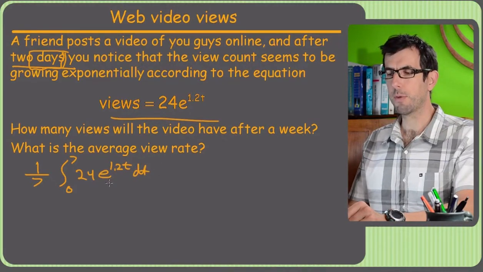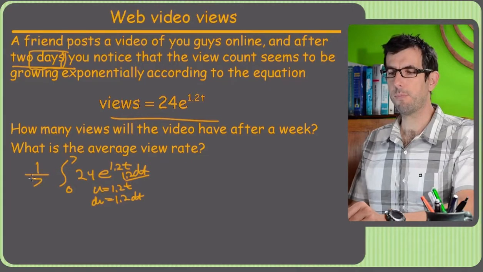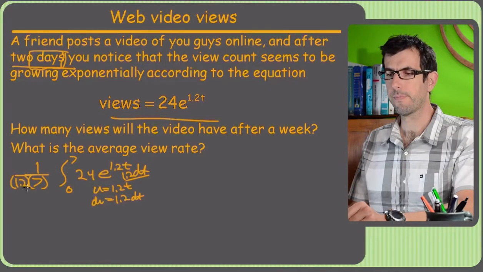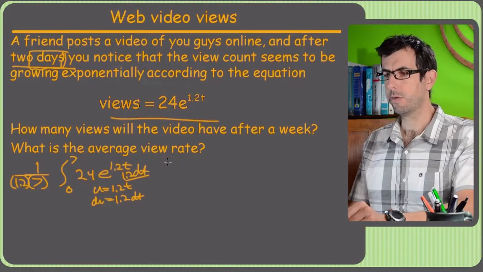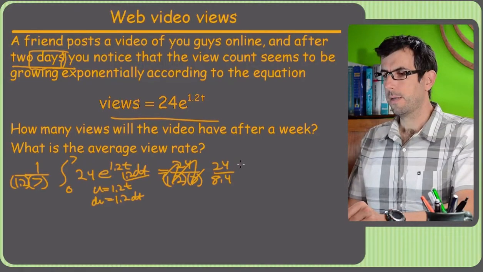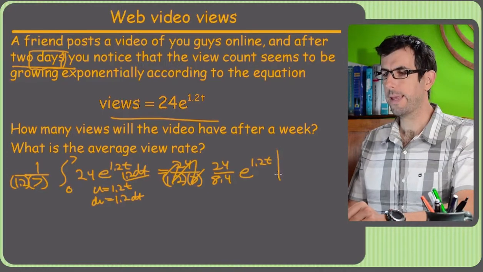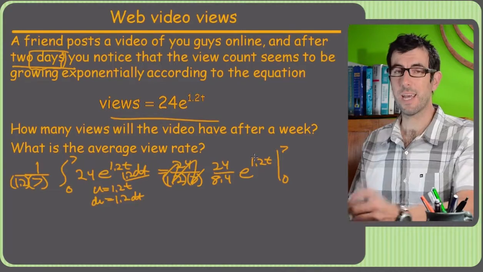All right, so let's see. My u is going to be 1.2 t, which means that du is 1.2 dt. So that means I need a 1.2 right here to make my dt work out, which means I got to divide by 1.2 to make up for it. All right, so now I've got a mess. I've got 24 over 1.2 times 7, which is just 24 over 8.4. And then the integral of e to the 1.2t is just e to the 1.2t, and that's from 0 to 7. All right, so you're obviously going to need a calculator to evaluate this.